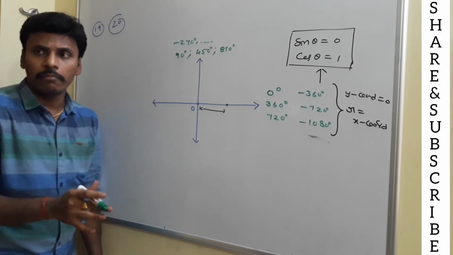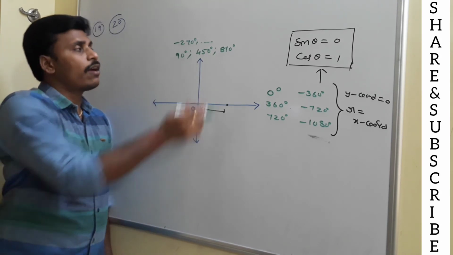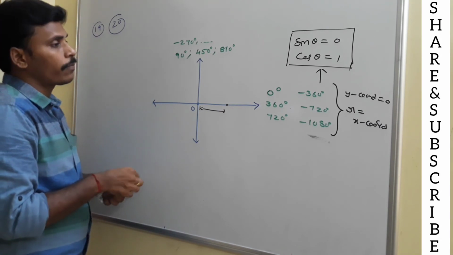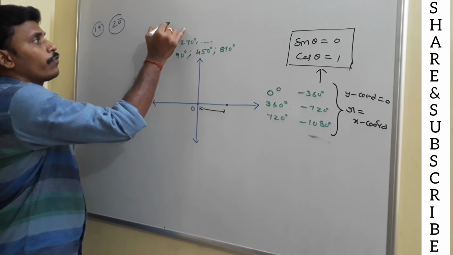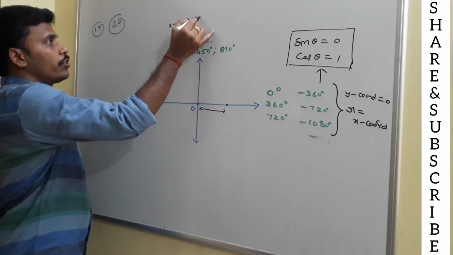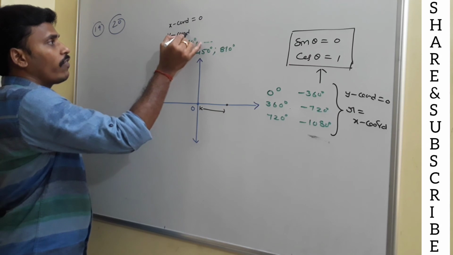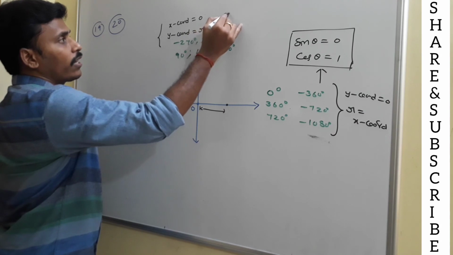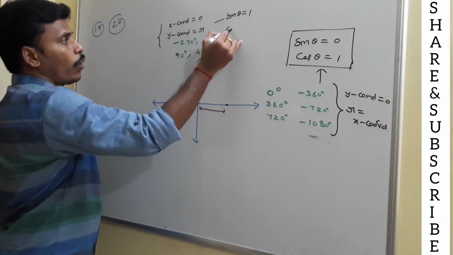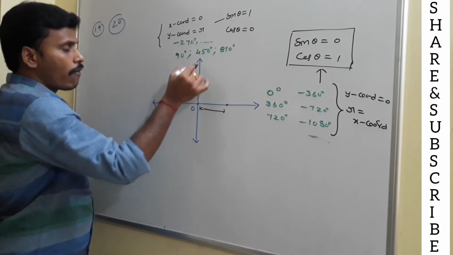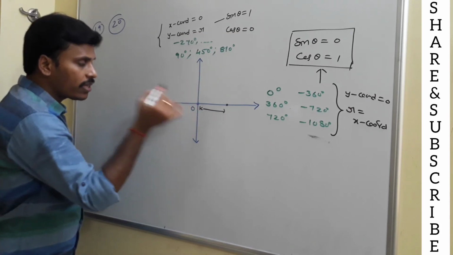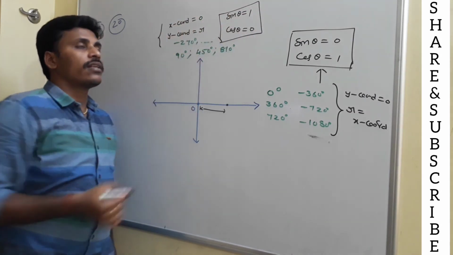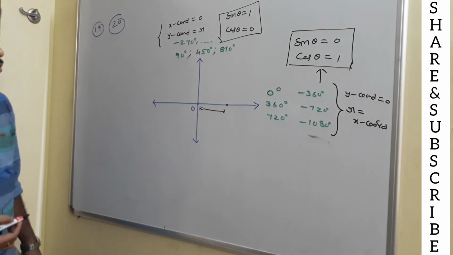So the ray is the same. This is the same terminal ray for all these angles. And for all these angles, if you look at this positive y-axis, the x coordinate value is 0, whereas the y coordinate value is equal to r, as we discussed. Since these two are like this, from there we can calculate sine theta is equal to 1 and cos theta is equal to 0. For an angle whose terminal ray is the positive y-axis, every time, no need to work it out, directly we need to memorize that sine theta is equal to 1 and cos theta is equal to 0.